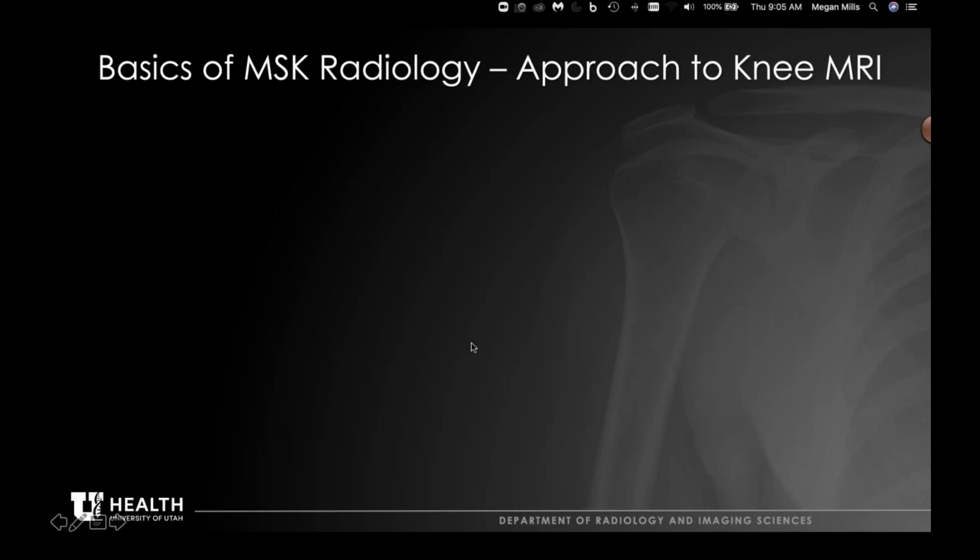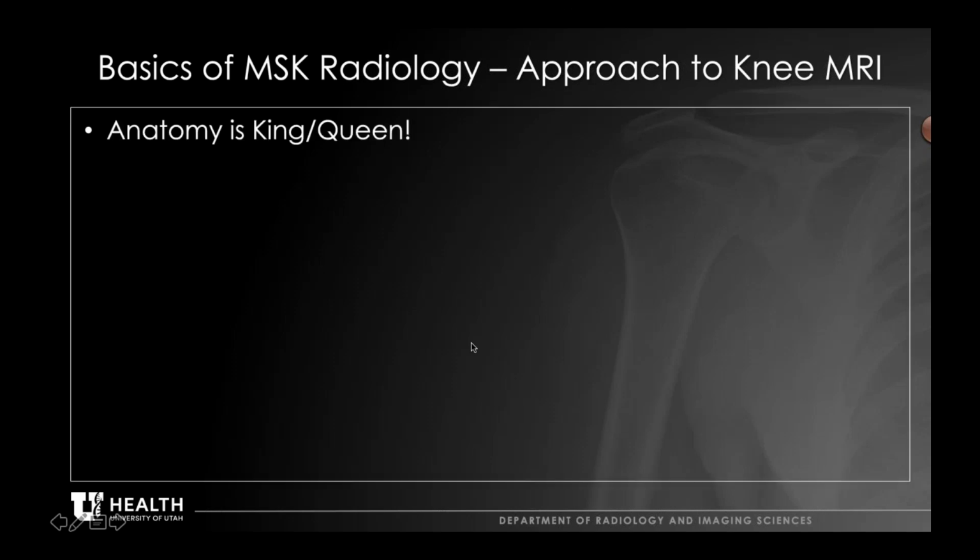All right, so just kind of an overview of my approach to knee MRI. First of all, anatomy is really the key to a lot of musculoskeletal radiology. Well, first of all, I should start off with what is musculoskeletal radiology? Can any of you guys tell me kind of what it is that I do on a daily basis? Nobody knows. That's fine. That's good.